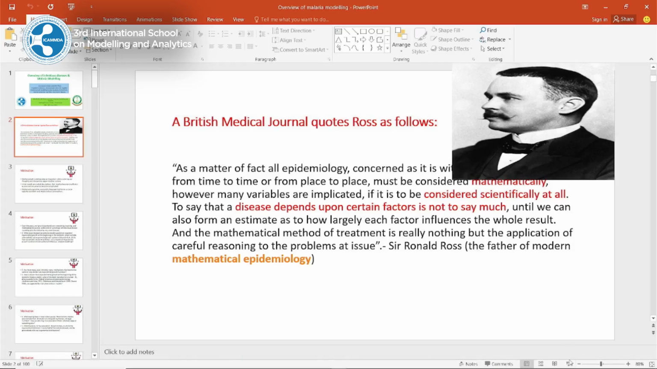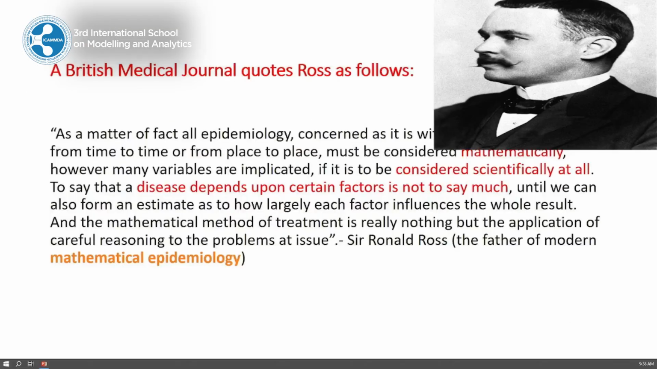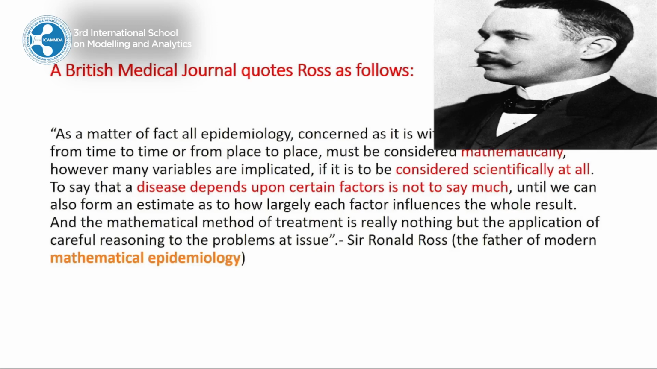Mathematical modeling of malaria, especially malaria, did not start from a mathematician. It was started by a medical doctor whose name was Ronald Ross. Ronald Ross was the father of mathematical epidemiology. And he made a statement in one of his first papers.